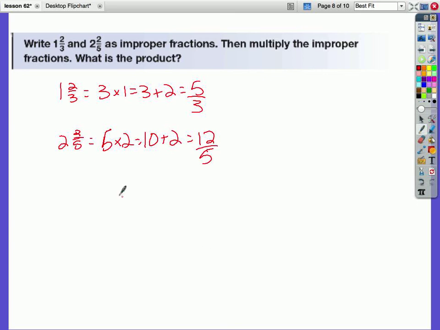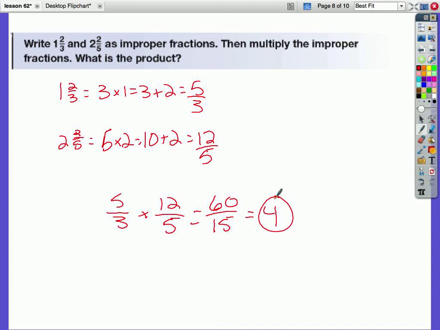Now I need to multiply those, so I have 5/3 times 12/5. I can multiply out, I get 60 on top, 15 on bottom. 60 divided by 15 is 4. So 1 2/3 times 2 2/5 comes out to 4. In order to do that multiplication of those mixed numbers, I have to turn them into improper fractions, and then I can multiply easily.